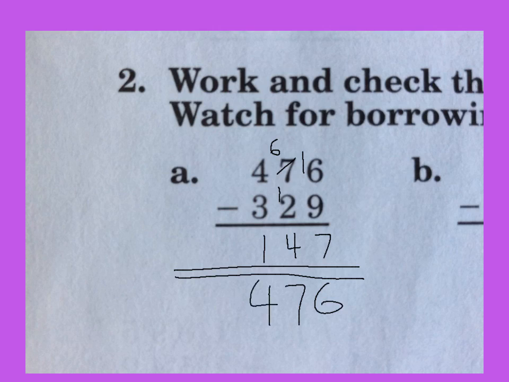So this 476 at the bottom, this isn't the answer, but what we do now is we see if that's the same as the number that was up here. And it is. We see 476 there also. So that means it checks. I want you to put a check mark. And I want you to circle your answer, which is 147. Not only did we work out the problem, but we also checked it.